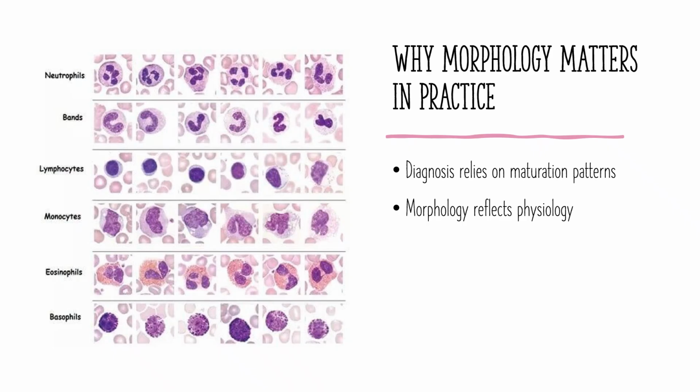The slide you prepare determines whether subtle maturation abnormalities are detectable. The takeaway here is that morphology isn't memorization for its own sake. It's pattern recognition tied to biology, clinical reasoning, and ultimately patient care. And honestly, once you start recognizing these patterns, peripheral smears stop looking like random purple dots and start telling a story.